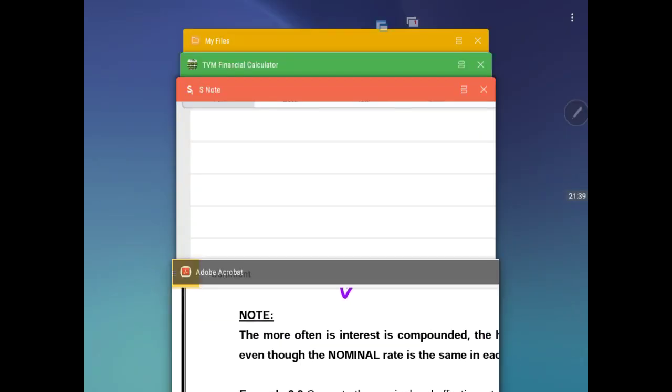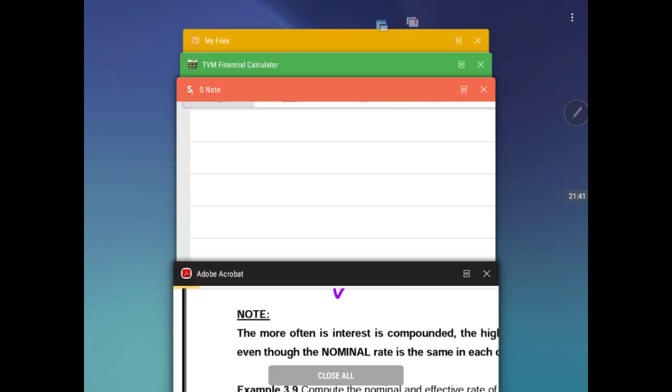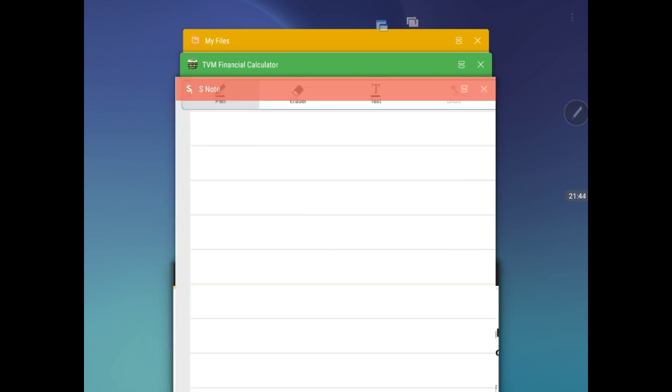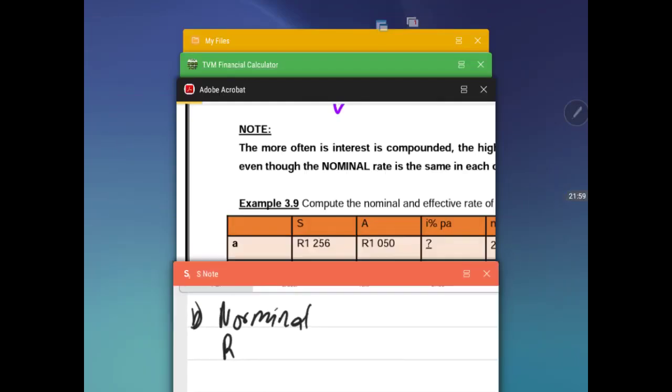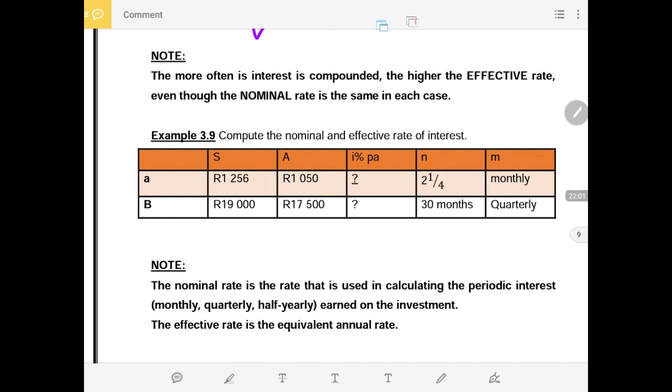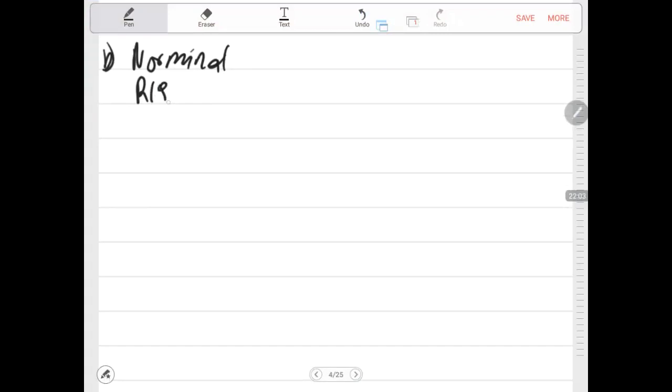Let us then go straight to our calculations. First of all, what are we calculating? The nominal rate of interest. We have our future value first. Future value of how much? Future value of 19,000, and our present value is 17,500, plus minus, and our n.